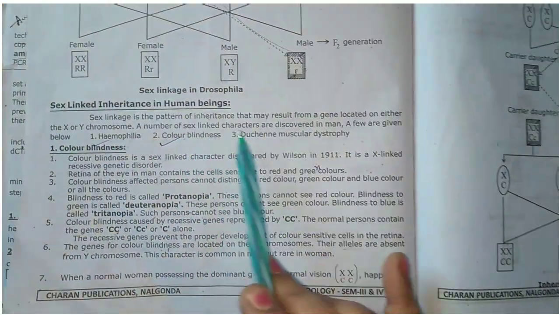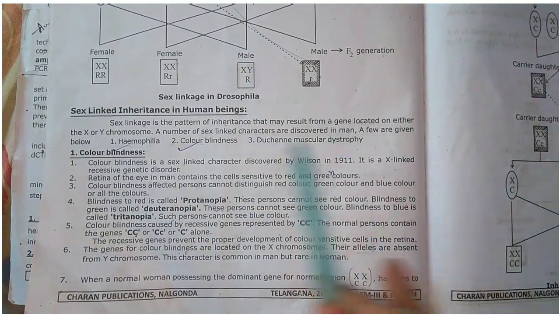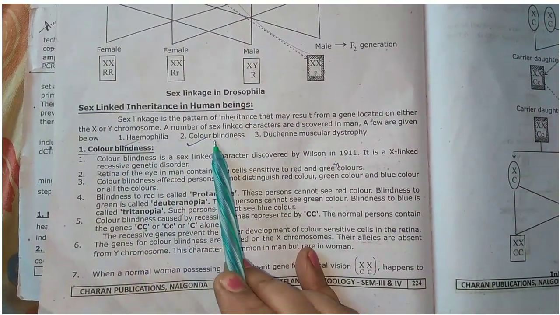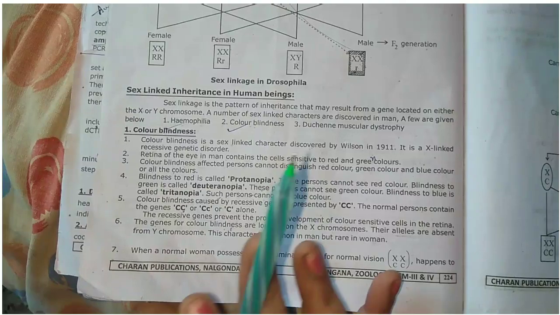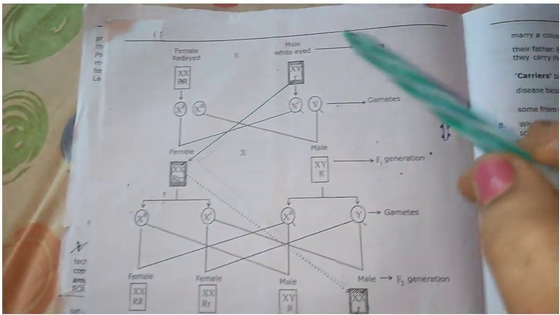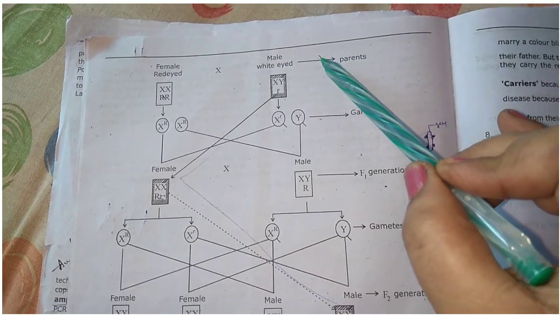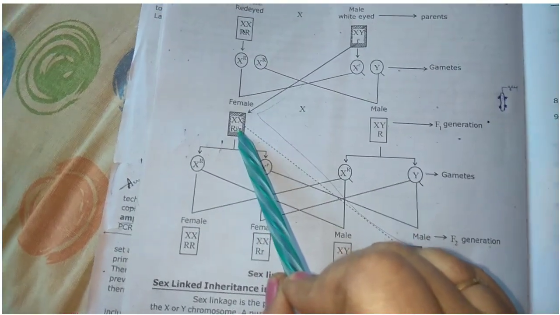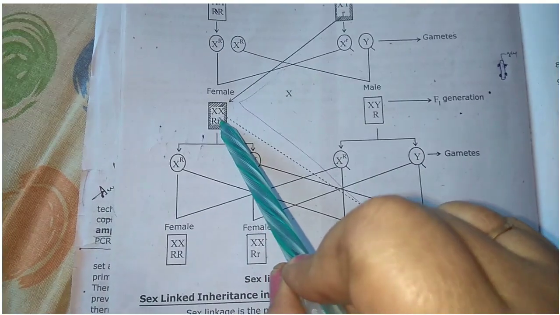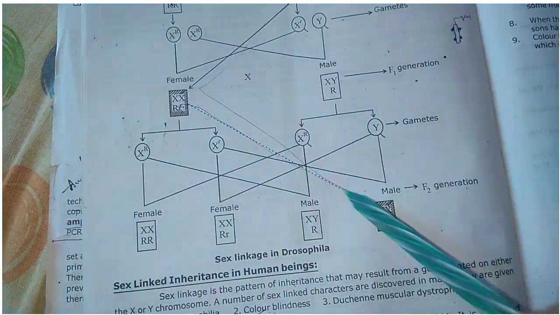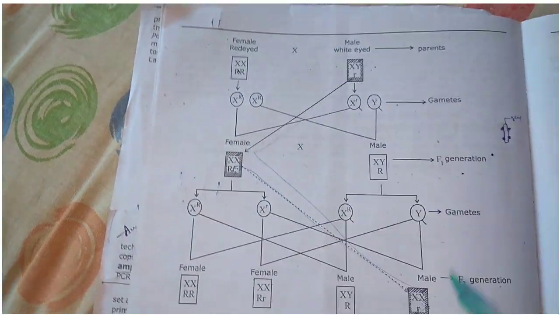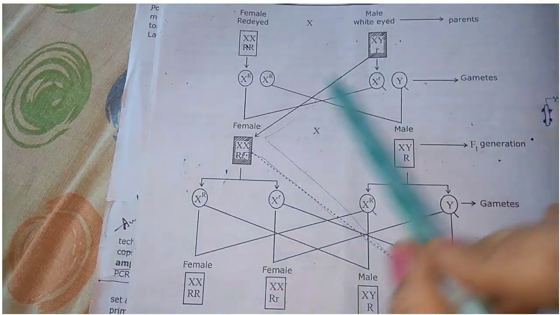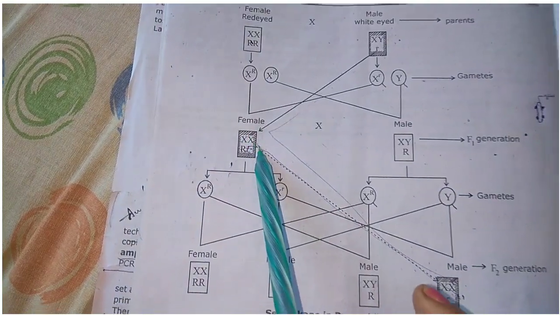A number of sex linked characters are discovered in man. A few are given below. I will explain color blindness and hemophilia. Okay, it's a very good example. Again, the same point: the recessive gene that is present in the male parent is transferred to his female children. That female child becomes a carrier of that character to the third generation, the grandson. That means the character present in the parents is transferred to the grandson through the first generation, only by the female child.